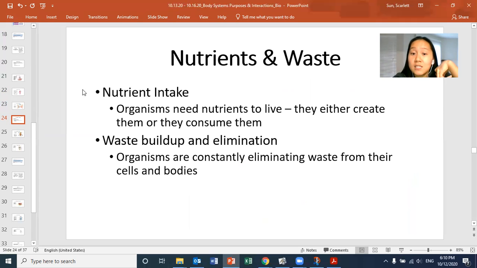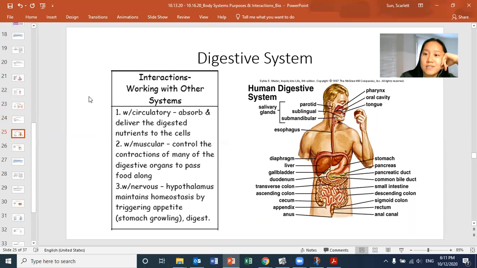So organisms are constantly eliminating waste from their cells and bodies, right? Some kinds are breathing out carbon dioxide, some are pooping, some are peeing, right? All organisms that are alive are getting rid of waste that they produce after they ingest things. So the digestive system plays a huge role here. We know that. The digestive system interacts with the circulatory system to absorb and deliver the digested nutrients to the cells, right? You break it down, then you got to move it where it goes. You can't just sit where you broke it down.